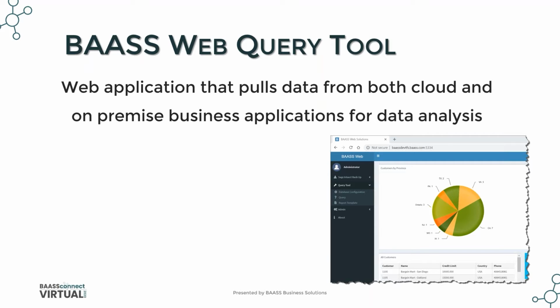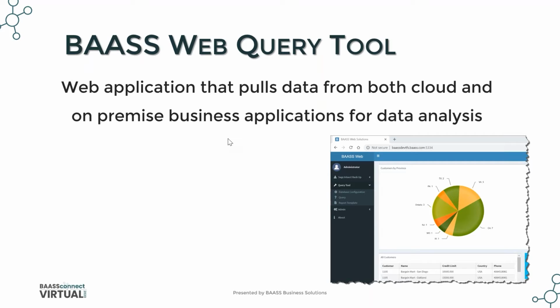So we have this product called BAASS Web Query or BAASS Web Report tool, and we've designed this tool to pull data from any type of database that you may be having, in this case, Sage 300, or if you're running any other application that is SQL-based, or if you're running a system that is in the cloud and that has API access, the BAASS Web Query is able to connect to those tools and present to you the data for reporting and analysis.